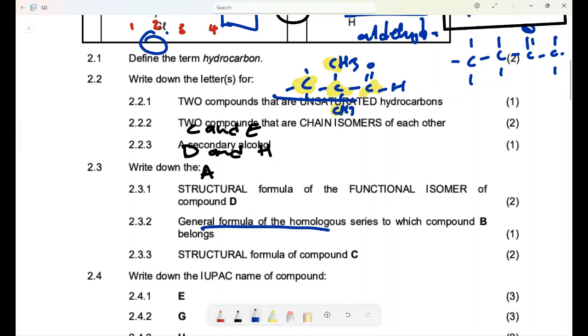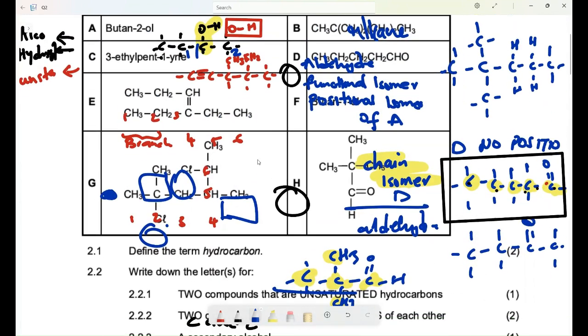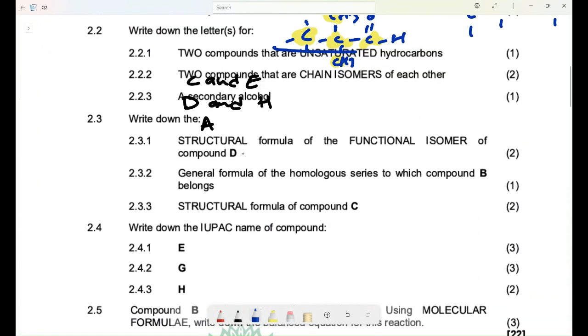General formula of the homologous series to which B belongs. What is B? Where is B? I said B is an alkane. Remember alkane: CnH2n+2. From alkane to alkene, it decreases. Okay, this is alkane, CnH2n+2.